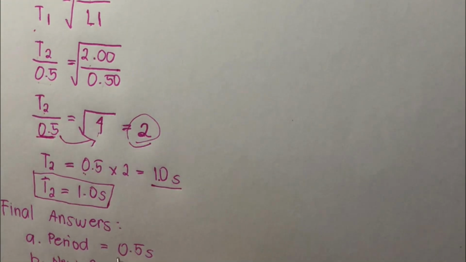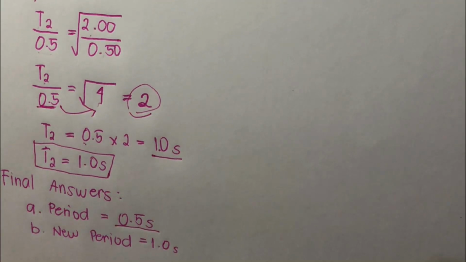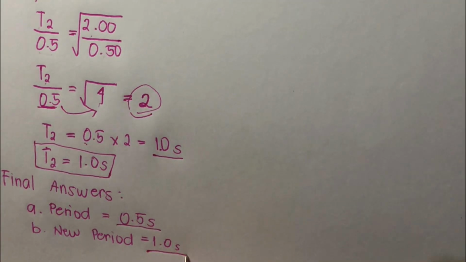The final answer is A, period 0.5 seconds. B, the new period is equal to 10 seconds. Meaning, a simple pendulum with a length of 50 cm takes 5 seconds to complete 10 swings. Its period, the time for one swing, is 5 divided by 10, which is equal to 0.5 seconds, since the period of a pendulum depends on the square root of its length. When the length is equal to 200 cm, which is 4 times longer, the period becomes twice as long. Therefore, the new period is 1 second, meaning the pendulum will swing more slowly when its length is increased.